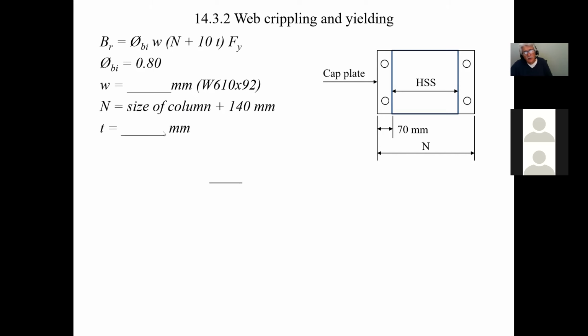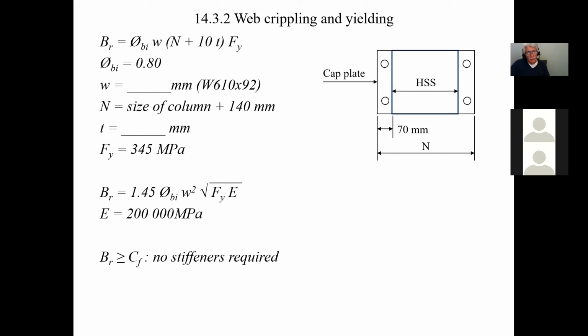And of course, T is the thickness of the flange for your 610 by 92, because that's the size of the beam that we're using underneath that column. And of course, here we're using American steel, so our Fy value is 350 MPa. And of course, here's the equation for, okay, one equation, and then 200.